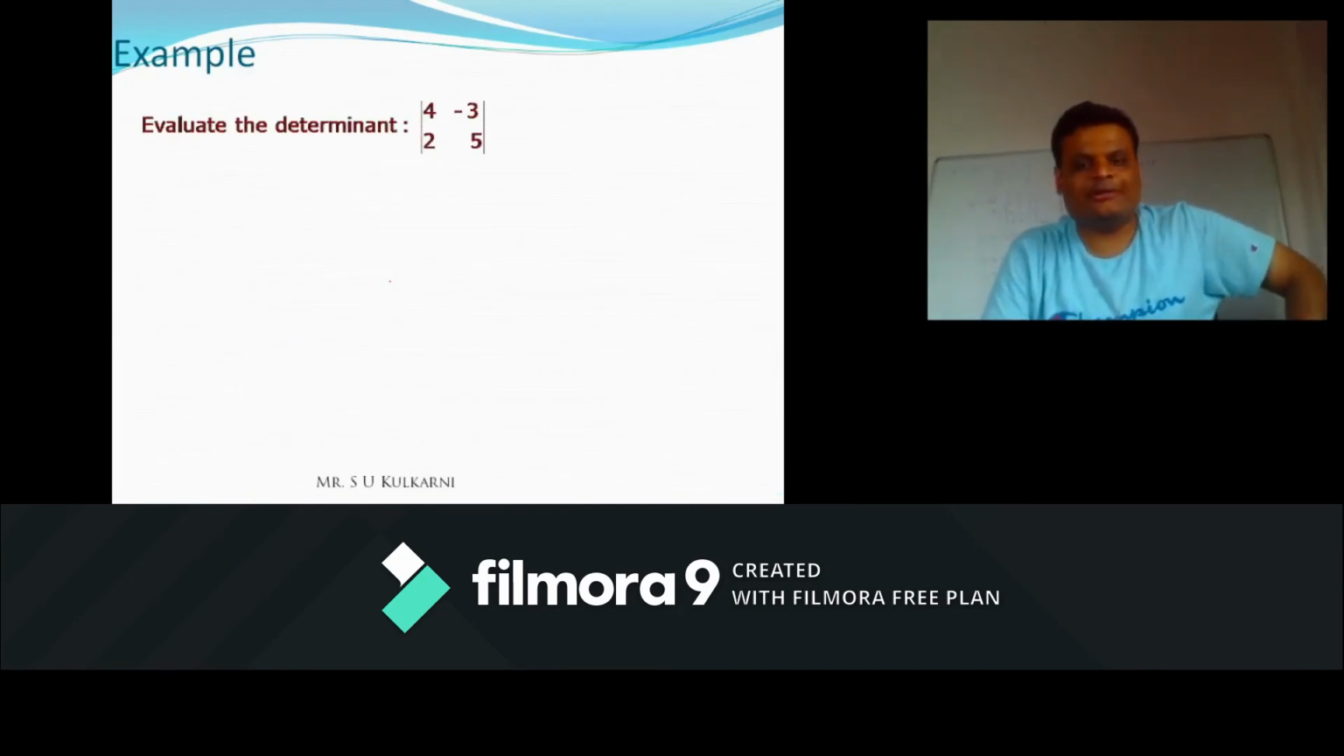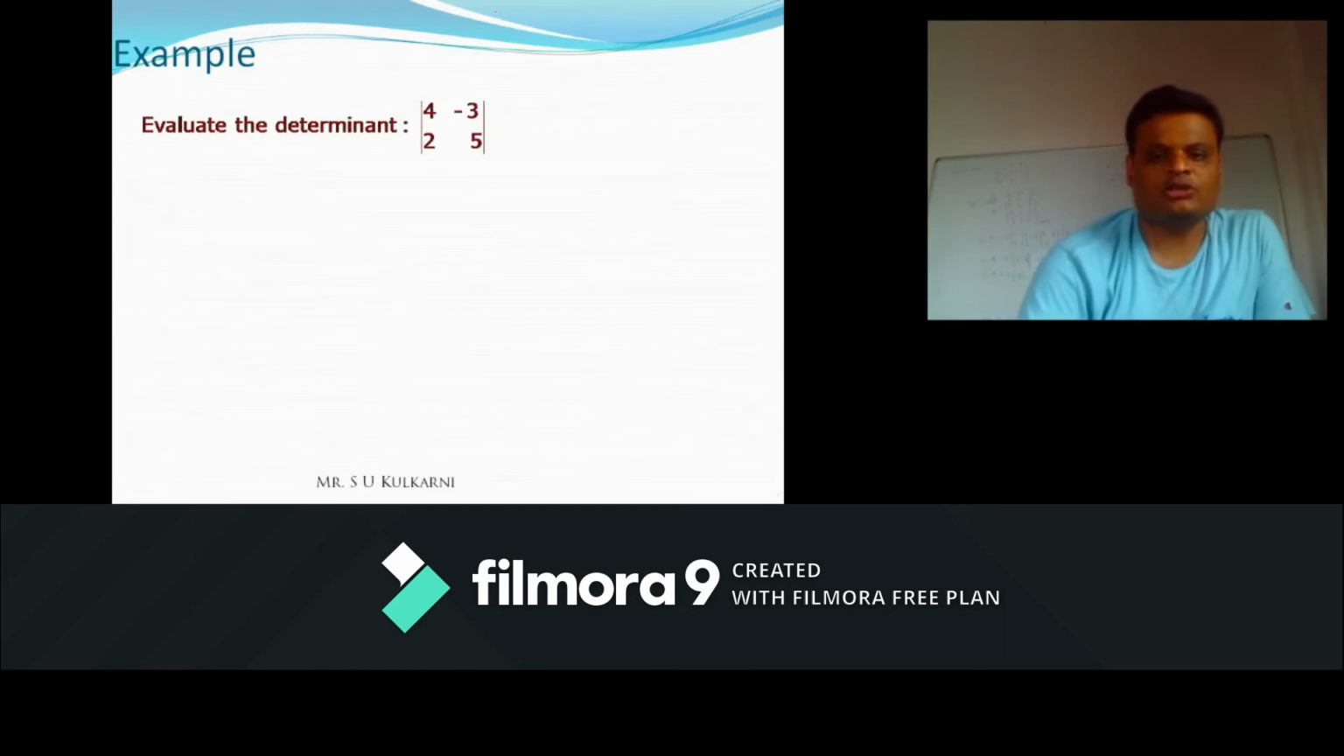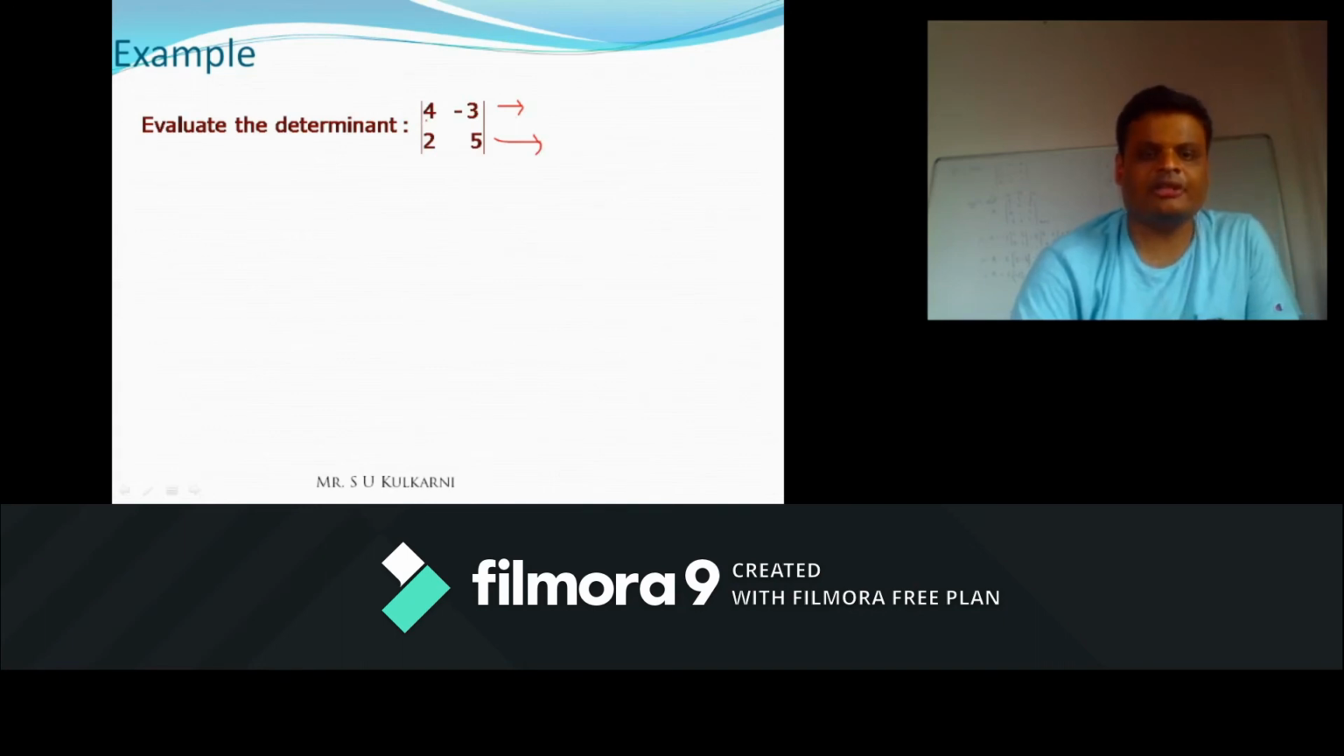We will see an example. You have here a 2 by 2 determinant: 4, minus 3, 2, 5. When you read the determinant, we generally read it row-wise. So R1 will be your first row and R2 the second. So we read the determinant as 4, minus 3, 2, 5.